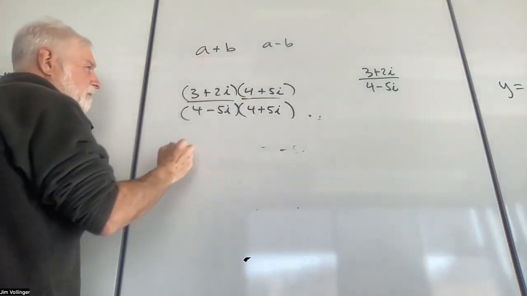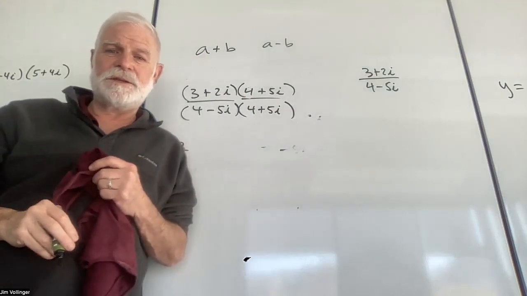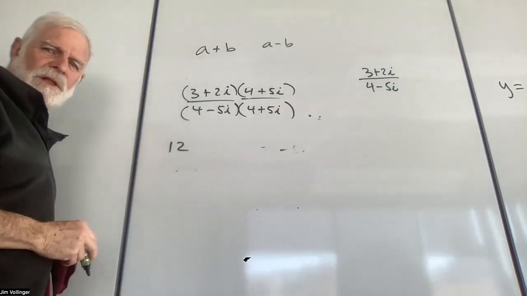3 times 4 is 12. Light went off. Can you still see nicely? I think so. We're going without lights.